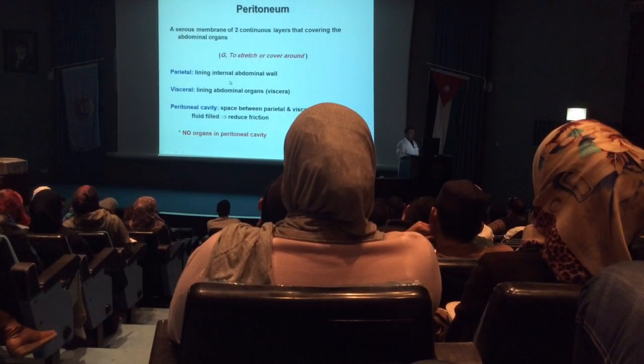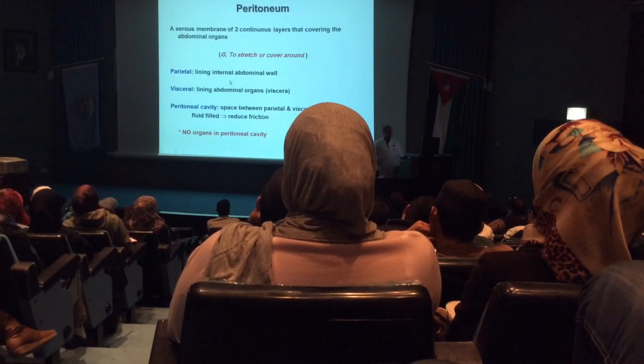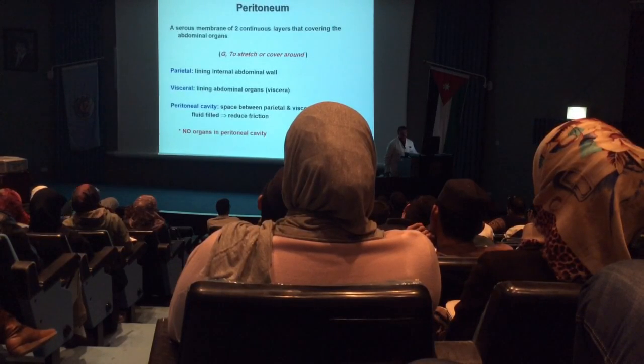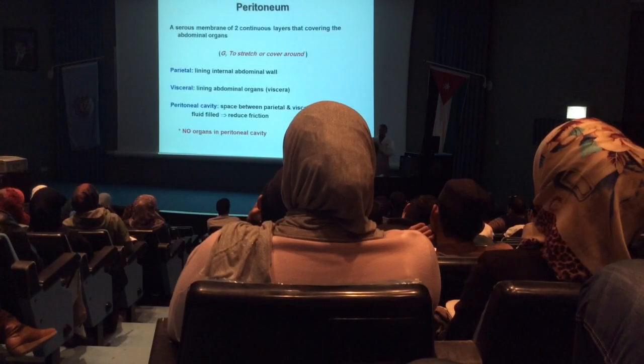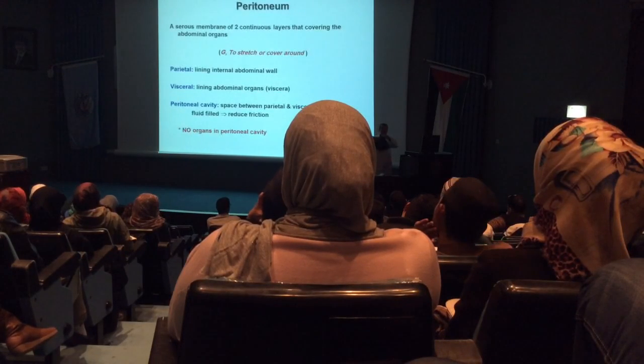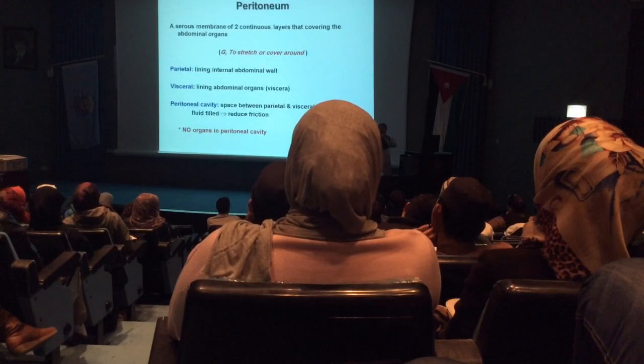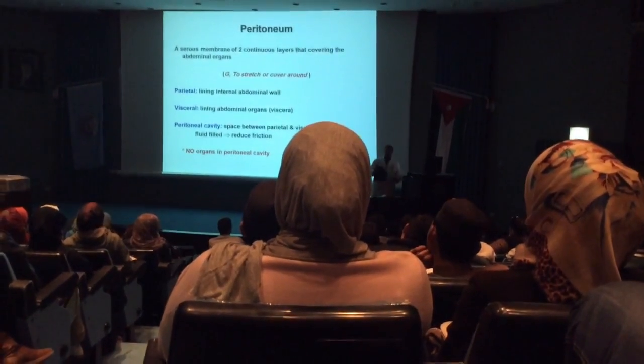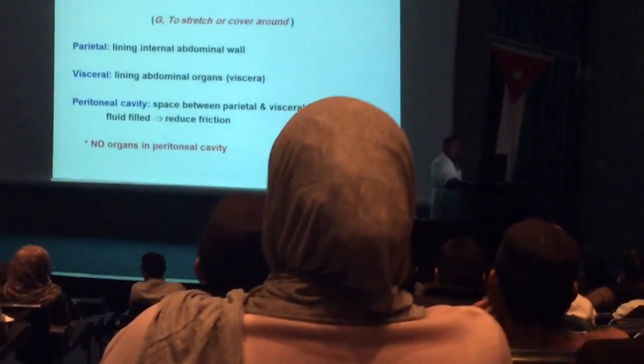The parietal layer, which will line now what? The internal abdominal wall. The visceral layer covers the organ. And in between them, there is a space within the sac, filled with the peritoneal fluid. We will call it the peritoneal cavity. Okay, so we call it the peritoneal cavity.